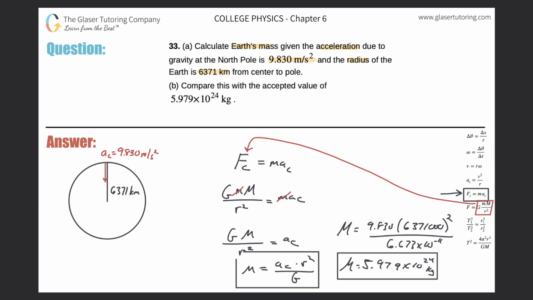And now let's take a look at letter B. So it says compare this with the accepted value of this. Well, it looks actually identical, at least out to 4 significant figures.